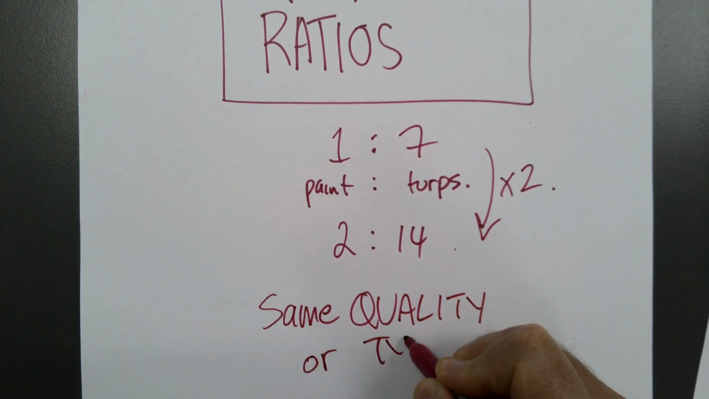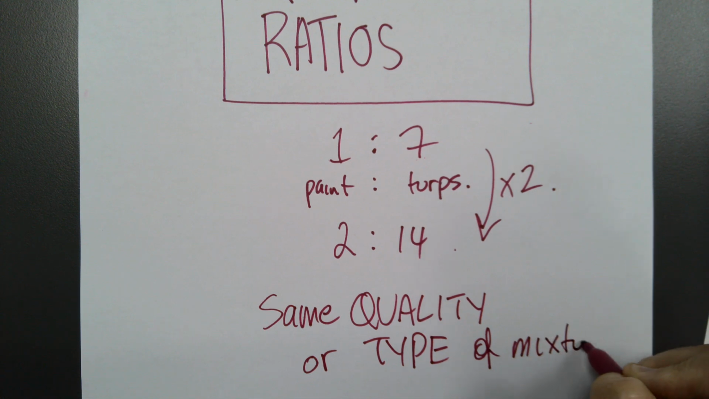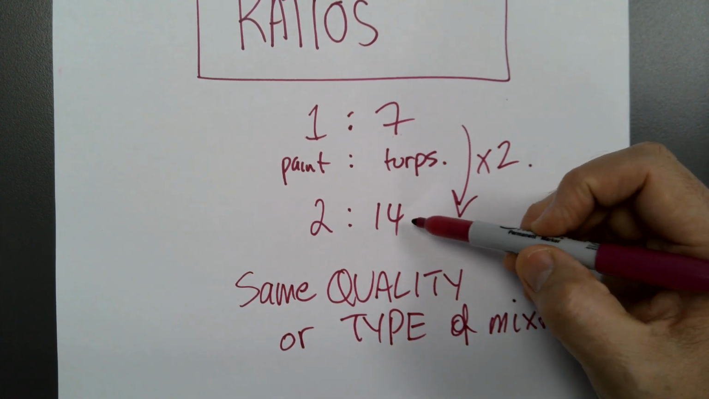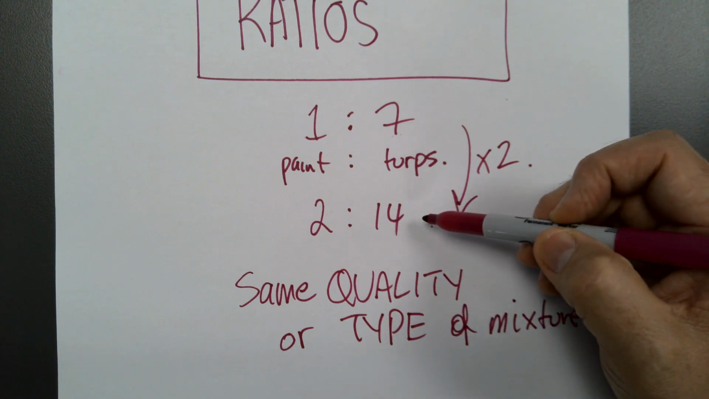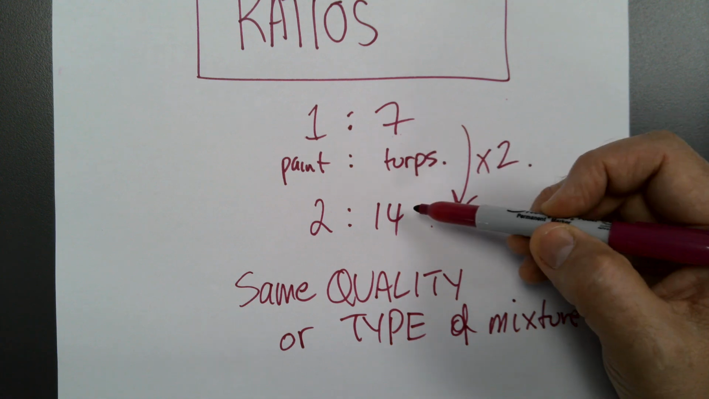So the big idea is, if I use 2:14, I would have the same quality or type of mixture, just more of it. All I'm changing is how much I've got, not the type of mixture. So from an industry point of view, that's the idea of equivalent ratios.